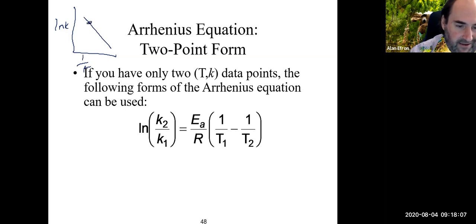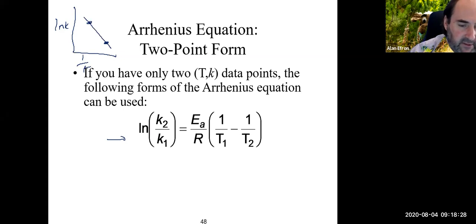But really, you just sort of need information maybe about 2 points on there. And you could use this sort of mathematical approach to do this. Now, there's a few different versions of this equation that you see. So this is one legitimate version. This is the natural log of K2 over K1. So that's the rate constant at one temperature, the rate constant at another temperature.